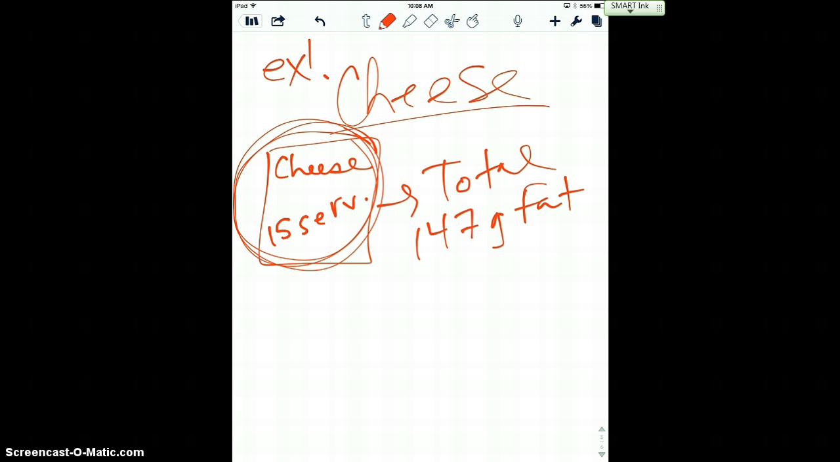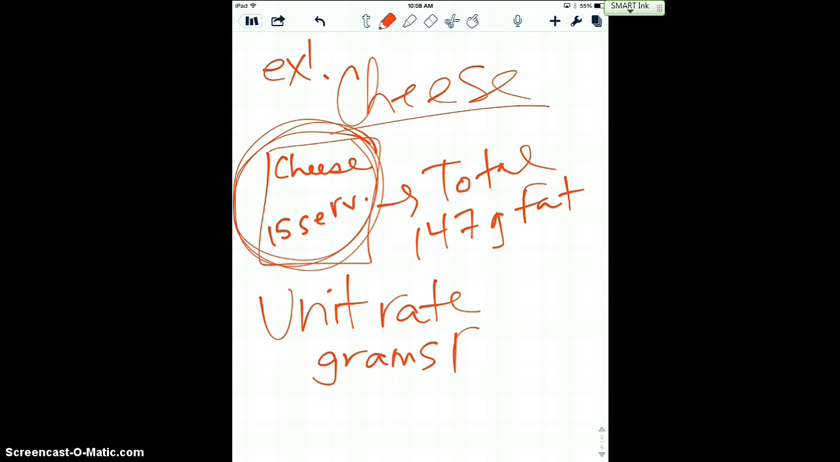So let's say I ask you to find the unit rate of grams of fat per serving.